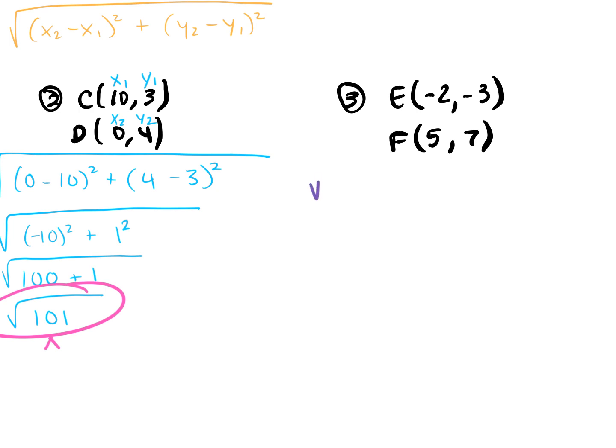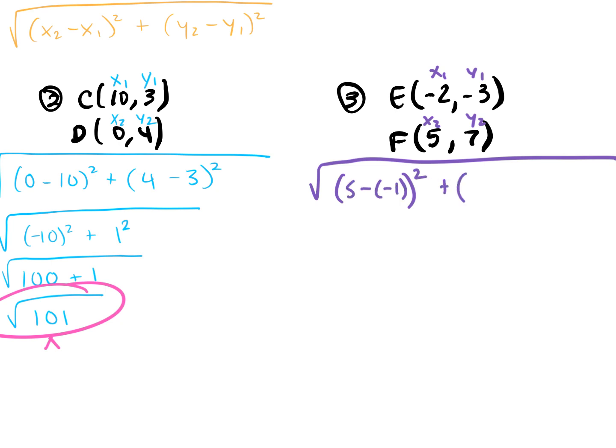All right, let's find the distance between E and F now. What's the first thing I should do? Label them. X1, Y1, X2, Y2. Just makes it so much easier to plug in. Start with X2 minus X1, so 5 minus negative 1 squared, plus negative 2 squared, sorry. So 5 minus negative 2.